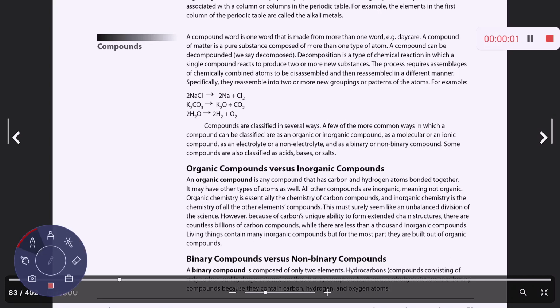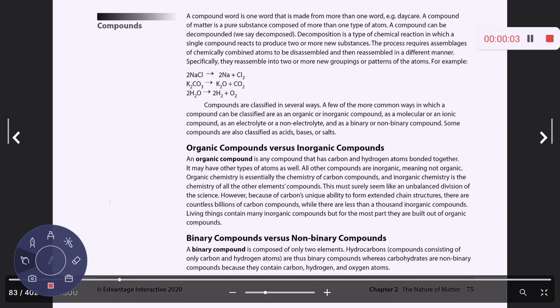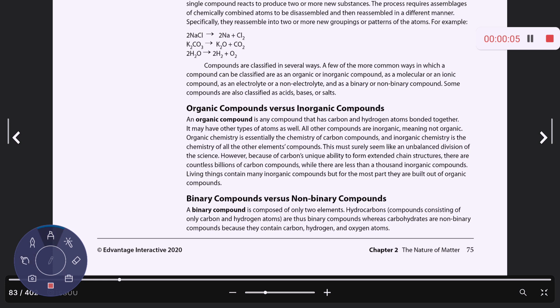I'm going to jump straight into organic. So let's jump down here. Organic compounds are compounds that are primarily made of carbon and hydrogen atoms bonded together. Let me give you an example. CH4, which is methane, is an example of an organic compound. Sometimes they may have other types of atoms mixed in, like chlorine or fluorine as an example.